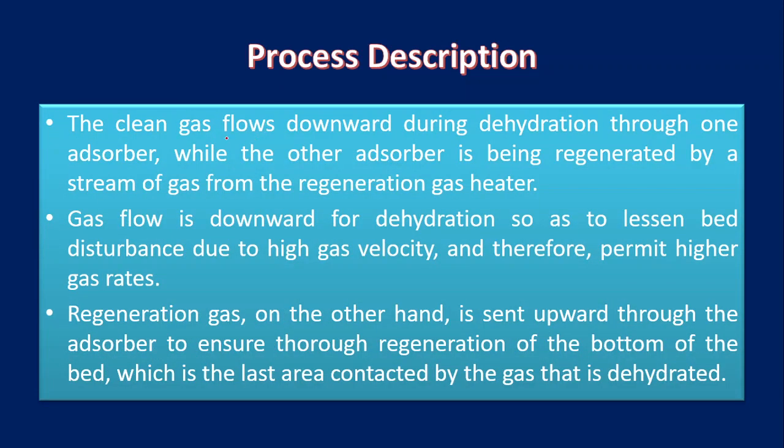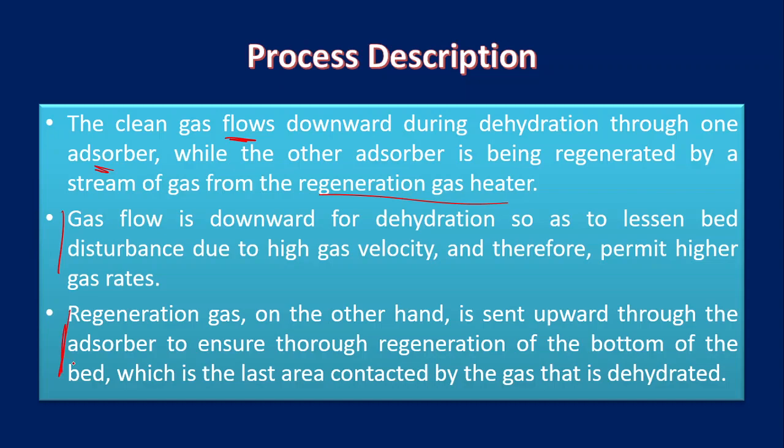The clean gas flows down during dehydration through one adsorber, while the other adsorber is regenerated by the stream of gas from the regeneration gas heater. The gas flow is downward for dehydration so as to lessen bed disturbances due to high gas velocity, and therefore it permits a higher gas rate. The regeneration gas, on the other hand, is sent upward through the adsorber to ensure thorough regeneration of the bottom of the bed, which is the last area contacted by the gas that is dehydrated.